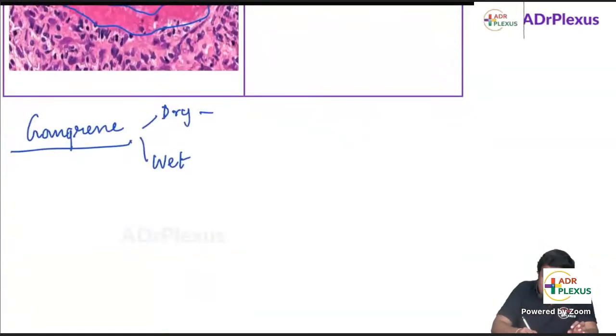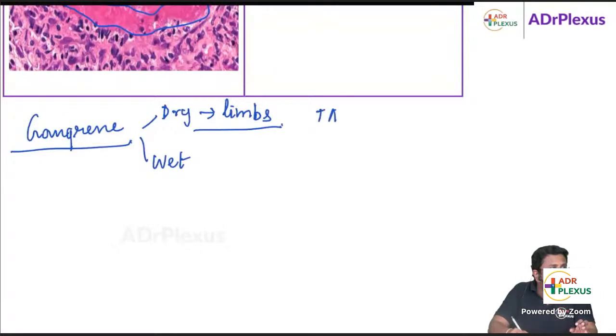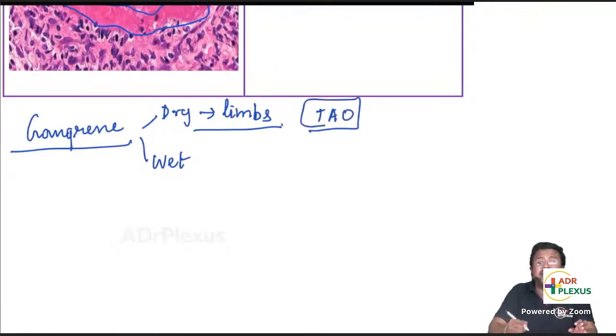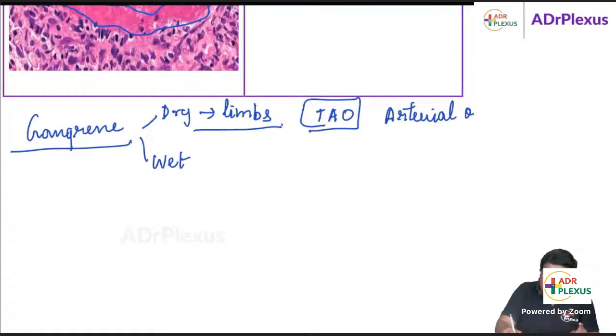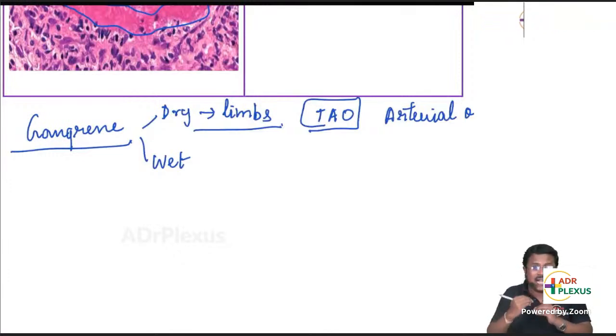Yes, dry gangrene you will usually get in the limbs. The classical example, very good, is TAO, thromboangiitis obliterans. So what happens? In the blood vessel there is arterial occlusion, resulting in ischemia and gangrene of the foot. That is dry gangrene.